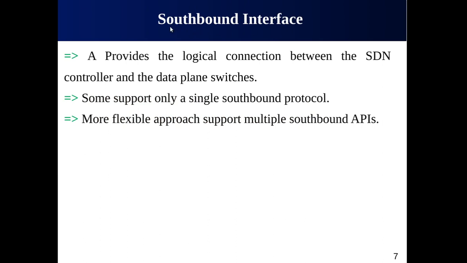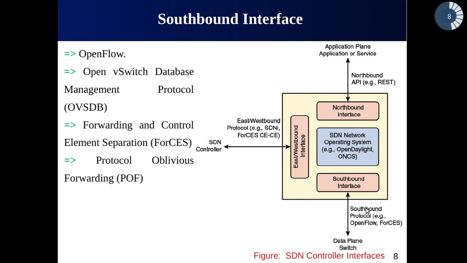This interface, the southbound one, provides the logical connection between the SDN controller and the data plane switches. You see, we have the southbound interface shown by this double-headed arrow, and it provides a logical connection between the SDN controller, here, and below we have the data plane switches. So it provides a logical connection between these two layers, or these two planes.